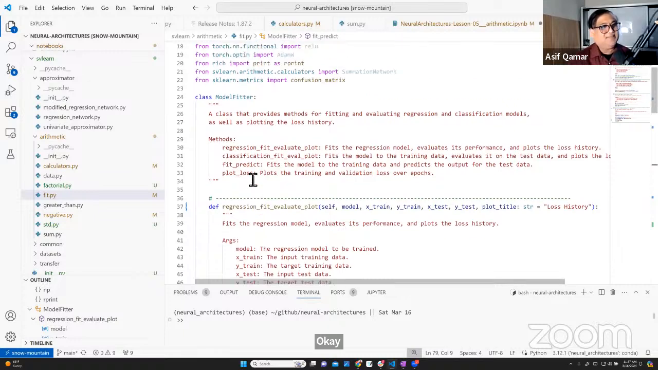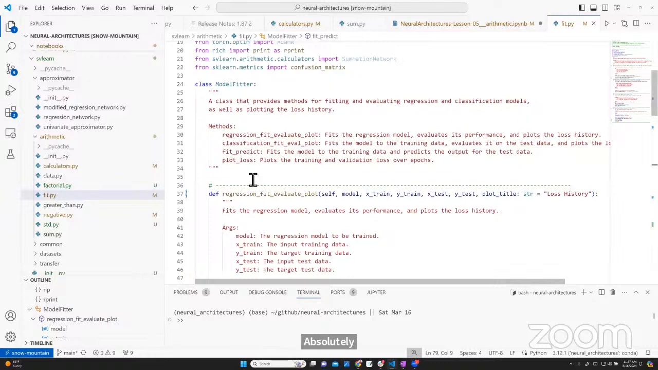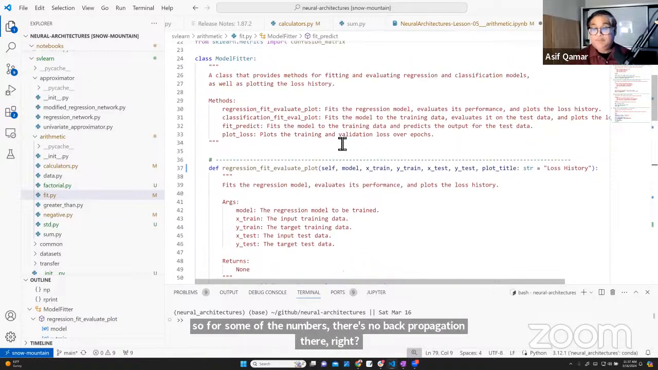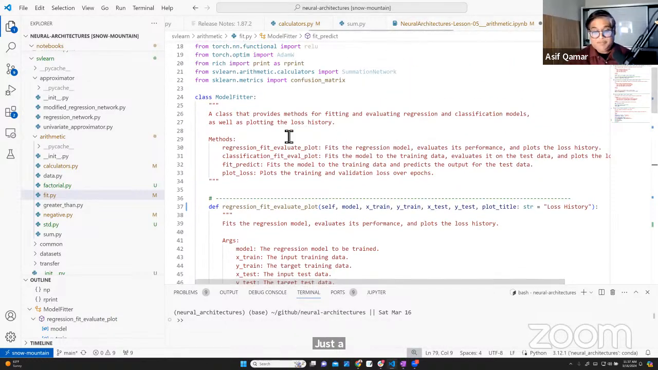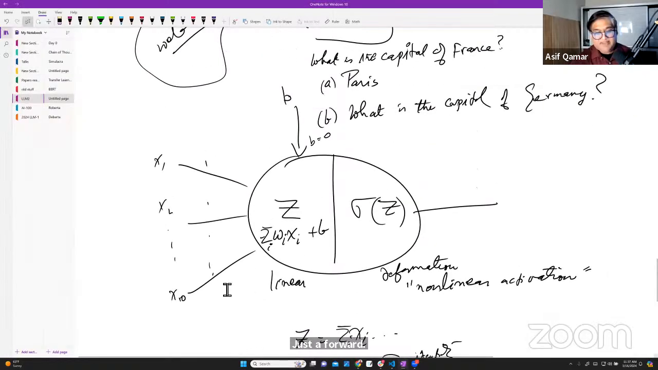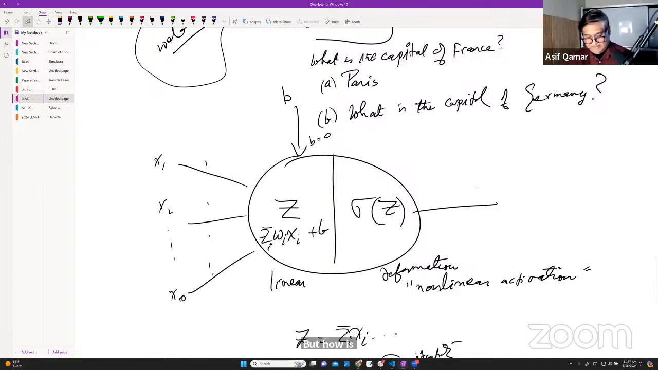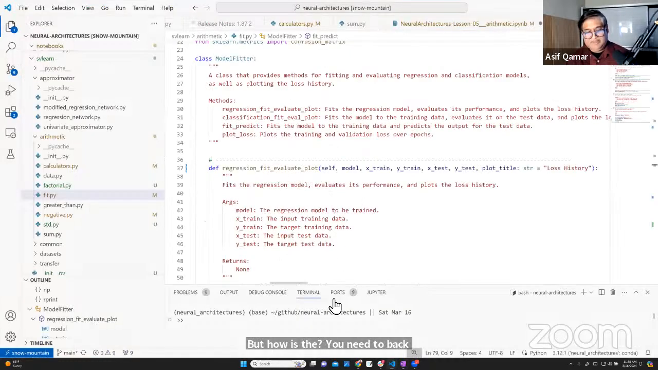Yeah, go ahead. Somebody is saying something. So for some of the numbers, there's no backpropagation there, right? It's just forward. Backpropagation always takes place, always. Because think about the simple neuron itself. When you randomize the weights, here, one neuron network, how will the machine discover that the weight should be 1 and the bias should be 0? You can see it, obviously, but how will the machine? You need to backpropagate it.